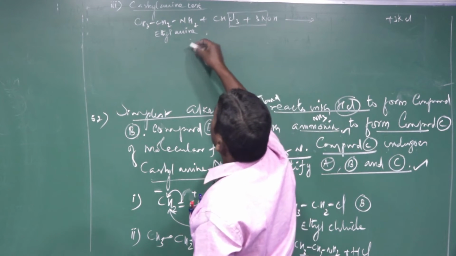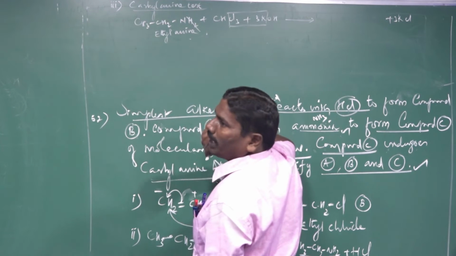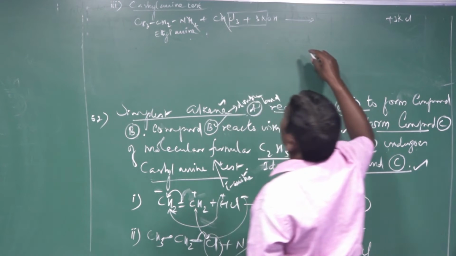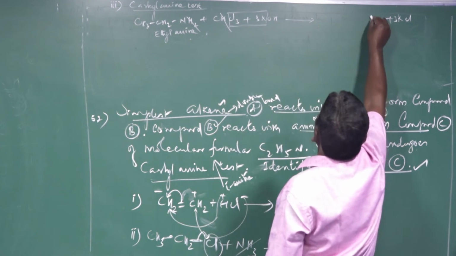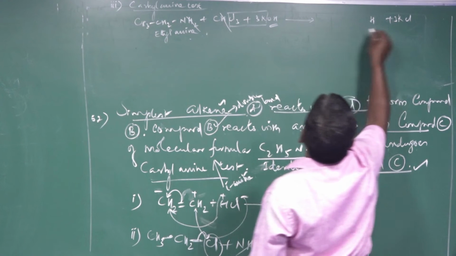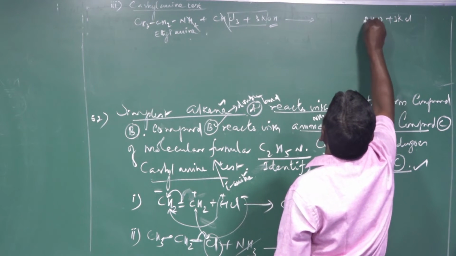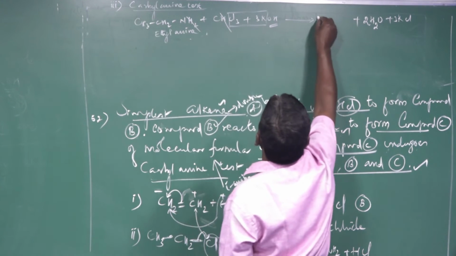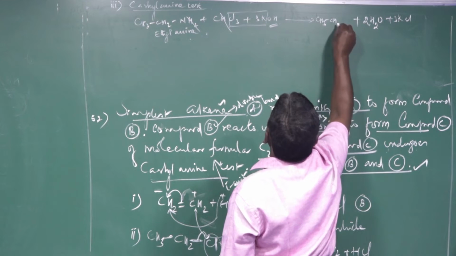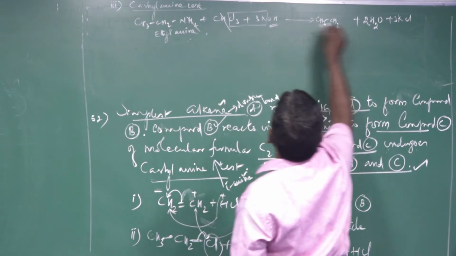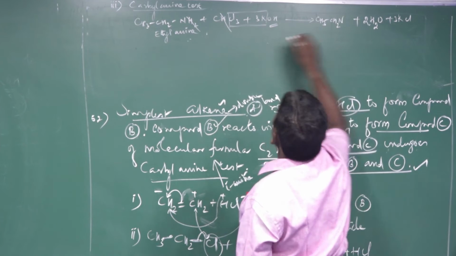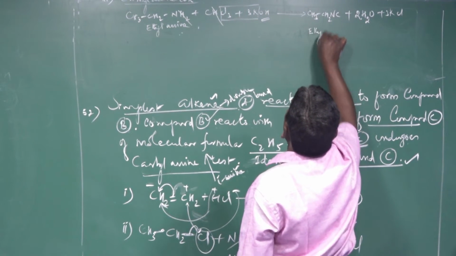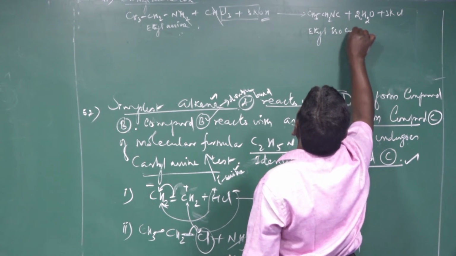Now what is remaining? You see here there are 2 hydrogens and here is 1 hydrogen. All together these give water, 2H2O. Then what is remaining is CH3CH2, then 1 N and C, that is NC. This is ethyl isocyanide.